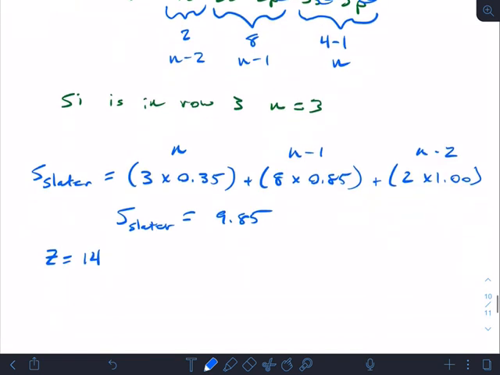So when I calculate the Z effective, Z for silicon is 14. So Z effective for Slater's rules, 14 minus 9.85 will give me a Z effective of 4.15. Okay, so let's think about how we would look at that with the other method. With the other method, there are 10 core electrons and an atomic number of 14, so 14 minus 10 gives a Z effective of 4.